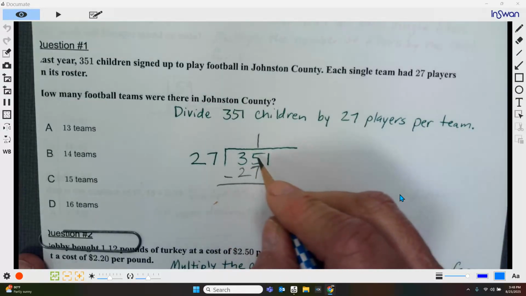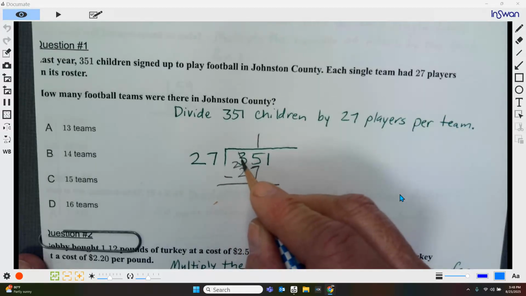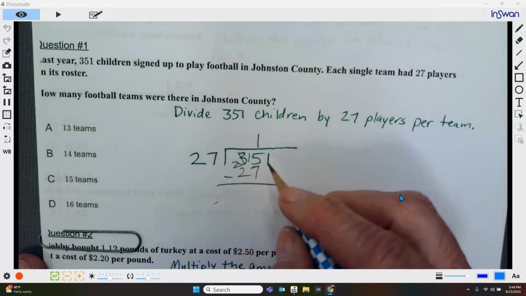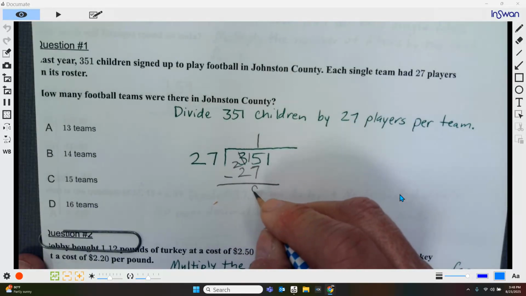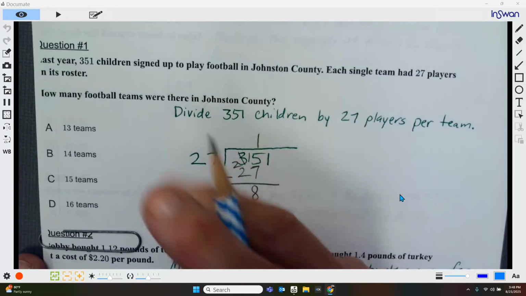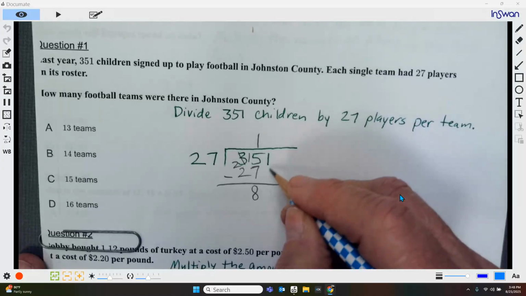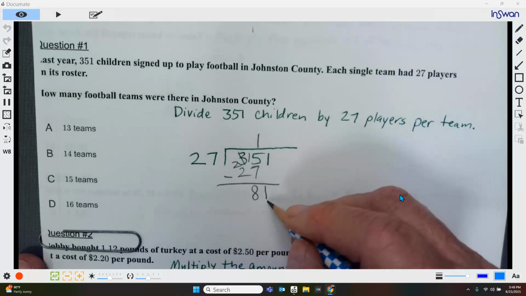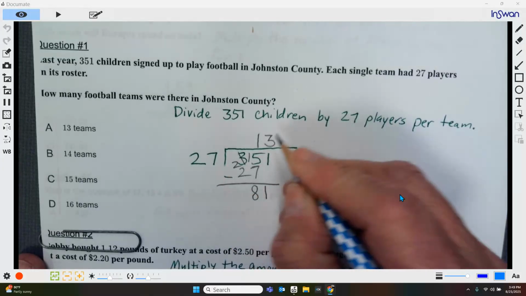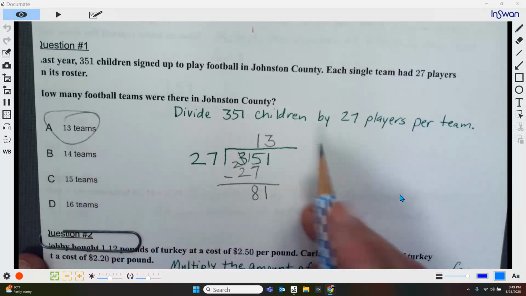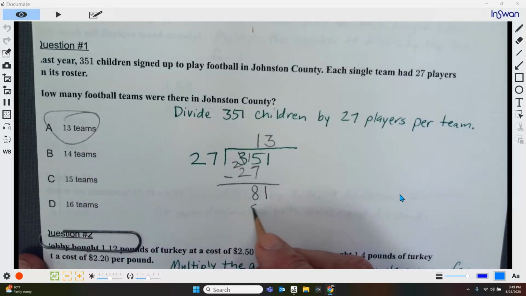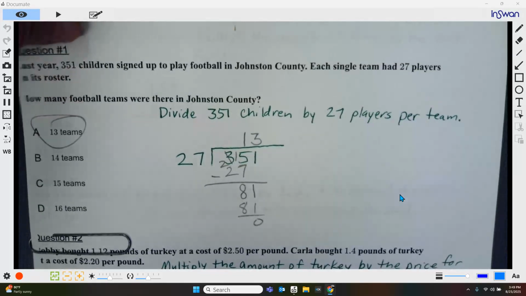Then we subtract. We're going to regroup. 3 becomes a 2, and that becomes 15. 15 minus 7 is 8. 8's smaller than 27, so we're good. Bring down the 1. 27 goes into 81 3 times. So that would be 27 times 3 is 81. That means there are 13 teams, or 13 teams with 27 players on it. That's what that means. All right, next question.